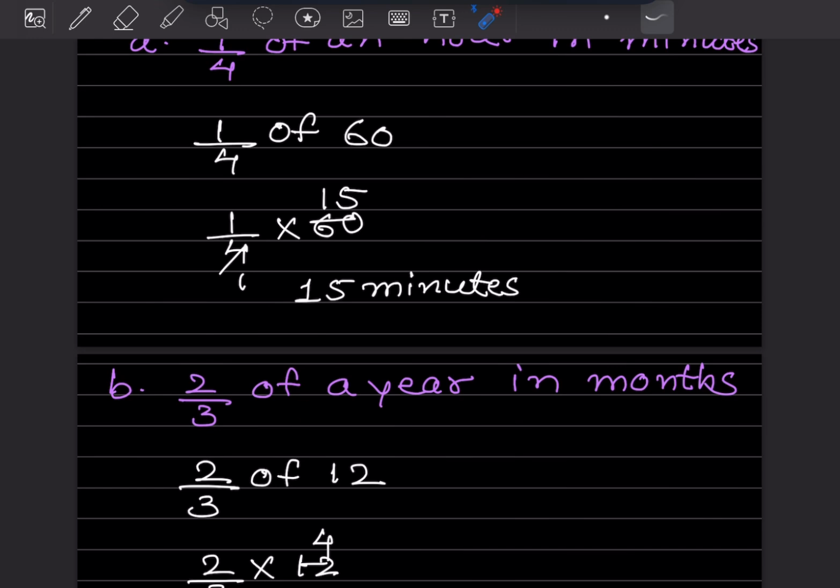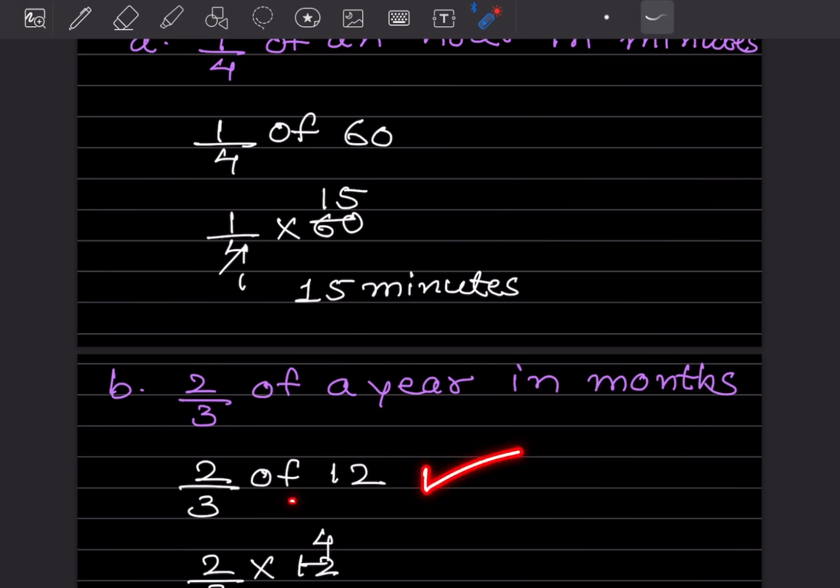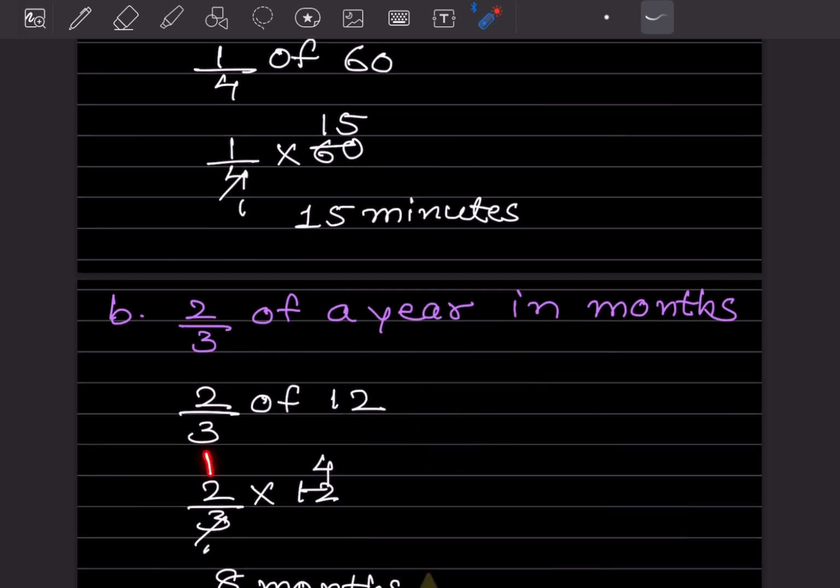2 by 3 of a year in months. 2 by 3 of a year means 1 year. You're going to convert it to months. So that will be 12 months. So 2 by 3 of 12. This step is very important. So 2 by 3 will be multiplied by 12. So 3 ones are 3, 3 fours are 12. So that is going to be 4 twos are 8 months.